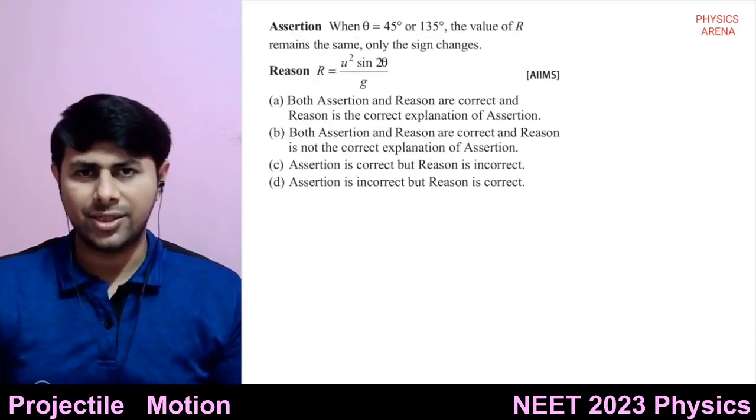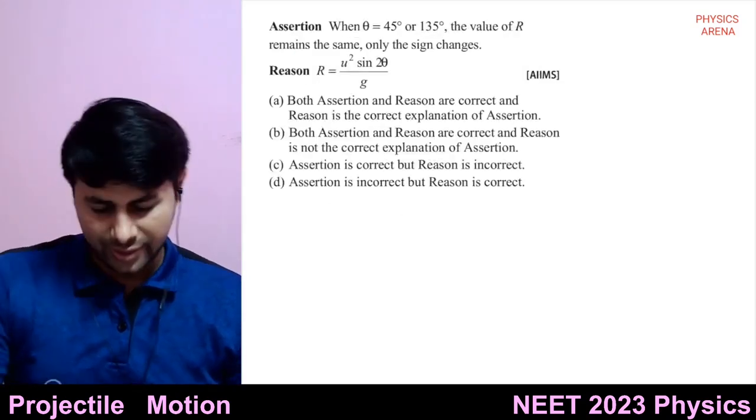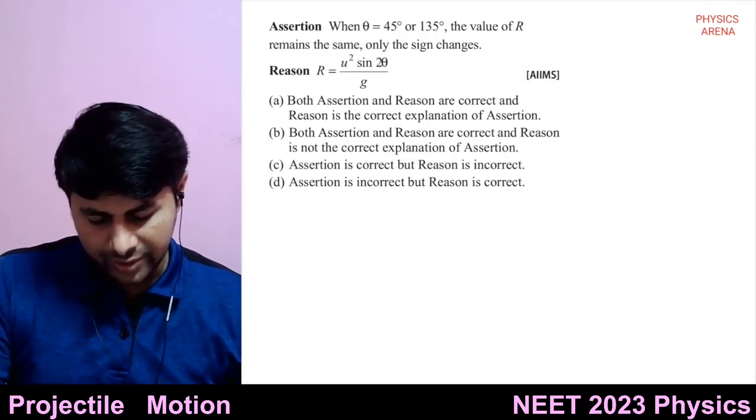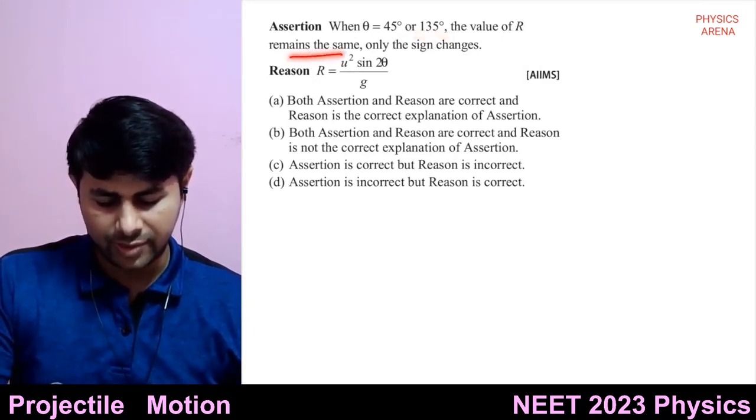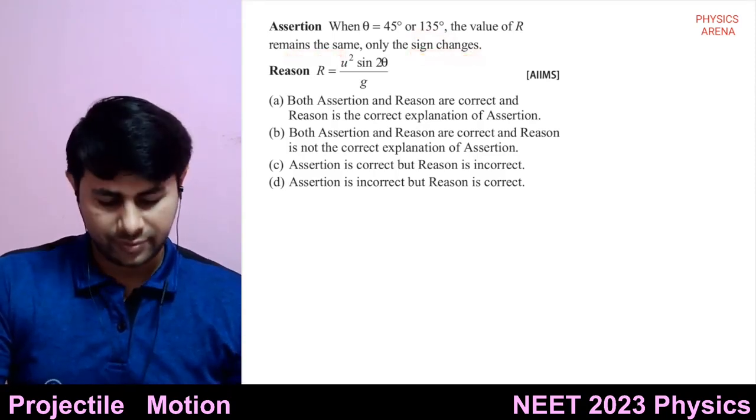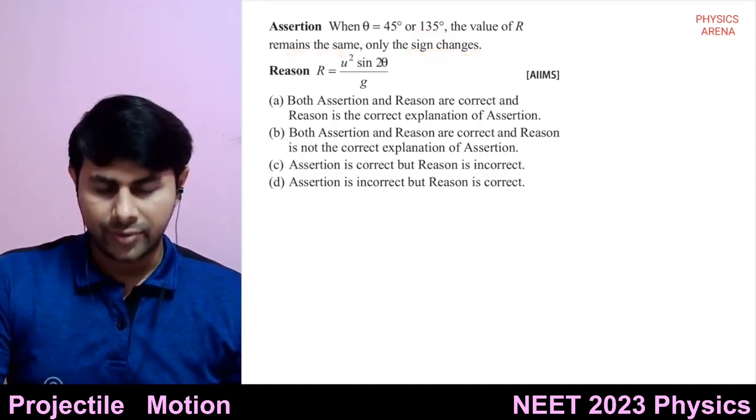Option A. Next, an assertion and reasoning type of question. When theta equals 45 or 135, the value of r remains the same. Only the sign changes.